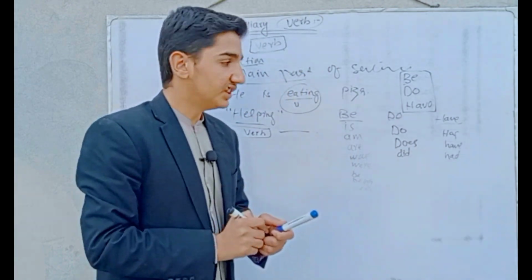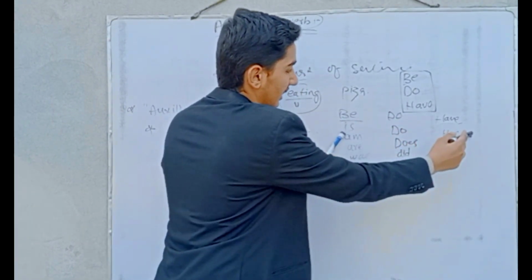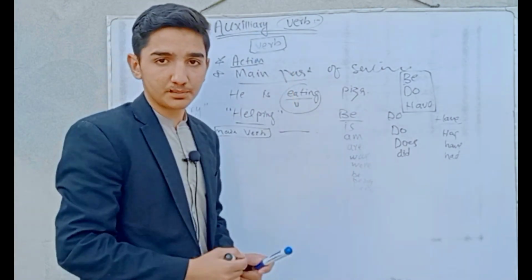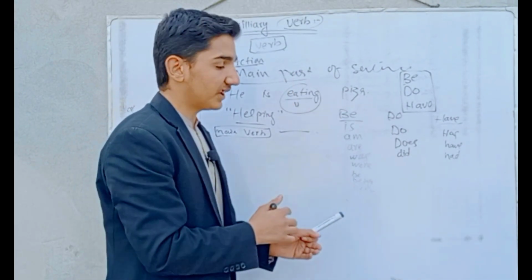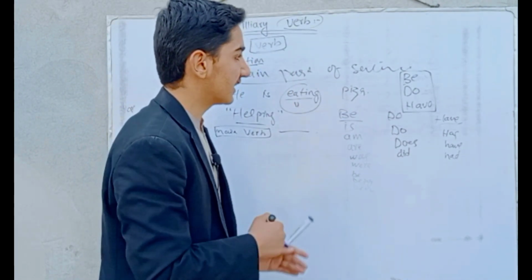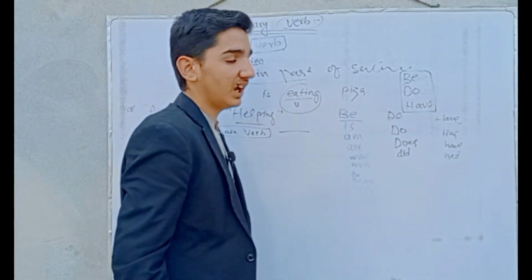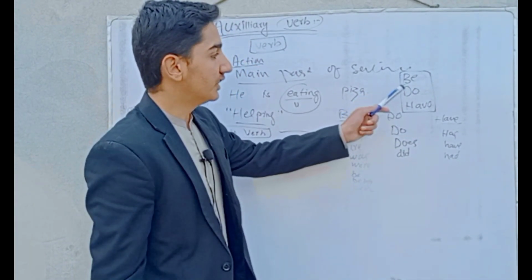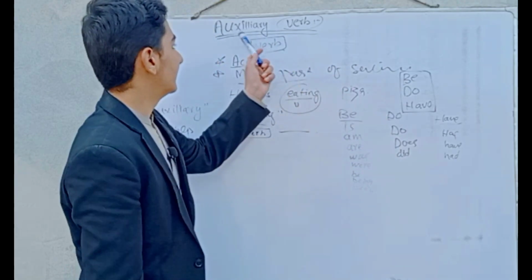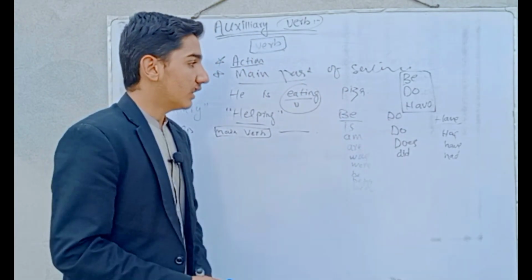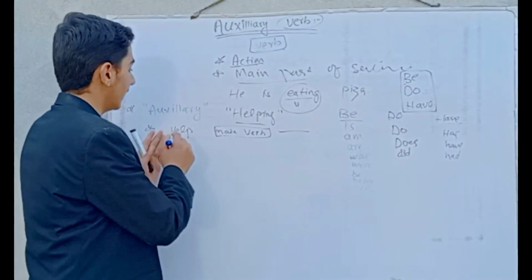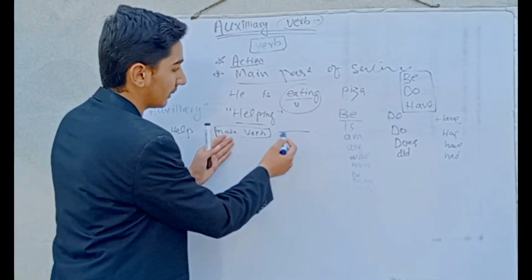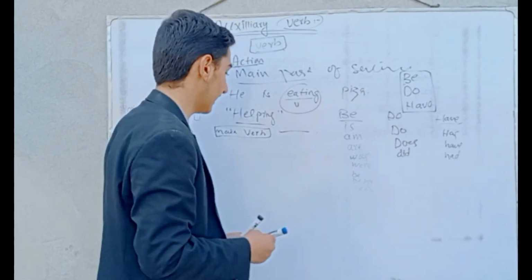Now these words are called the auxiliary verbs, but separately they are divided into three parts. They have been given the names be, do, have, and these three words are called auxiliary verbs. Now I've told you that auxiliary verbs help the main verb in a sentence. So how? Let me give you an example.